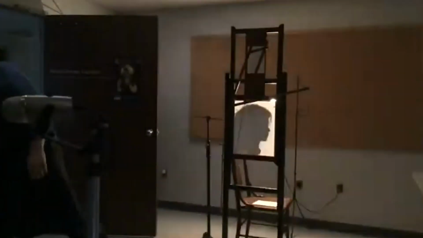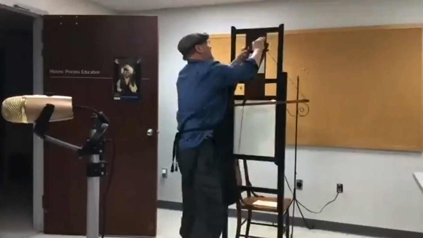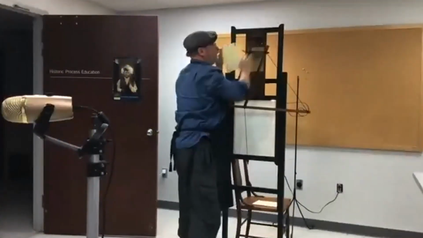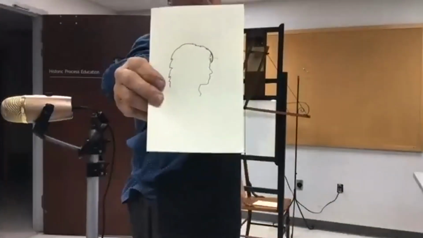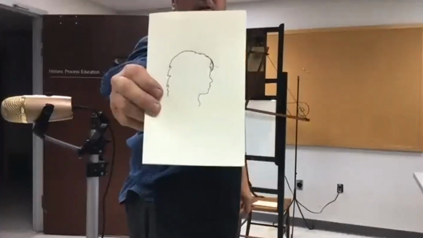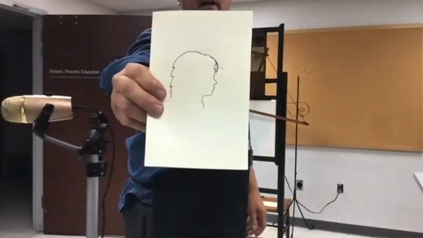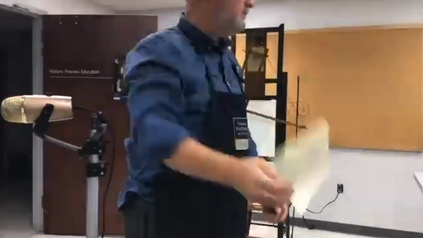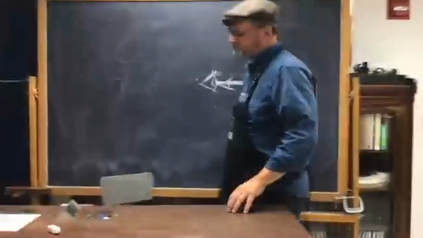Turn on the light. And there you go, in less than 10 seconds. There is a fair drawing. If I took more time, it'd be better. But what we would do then is actually blacken the paper and cut it out, and you'd have a silhouette. Now that's the 18th century way of making images with light.